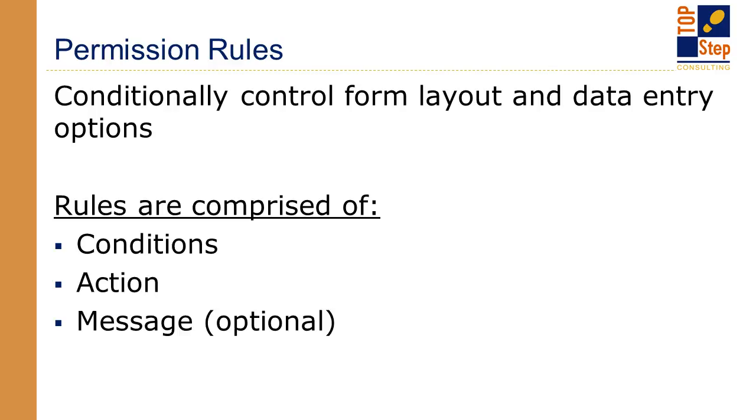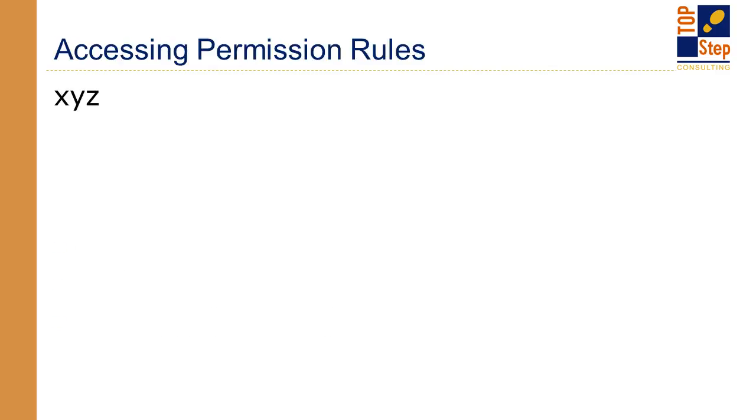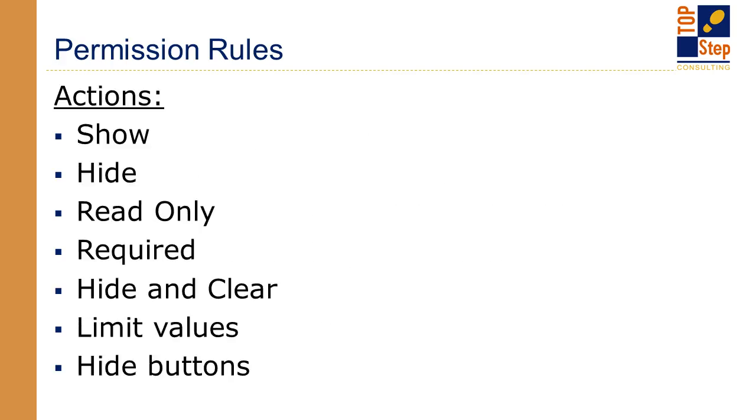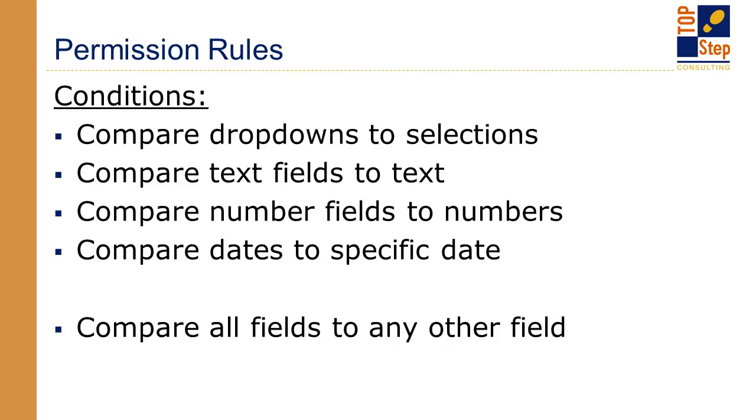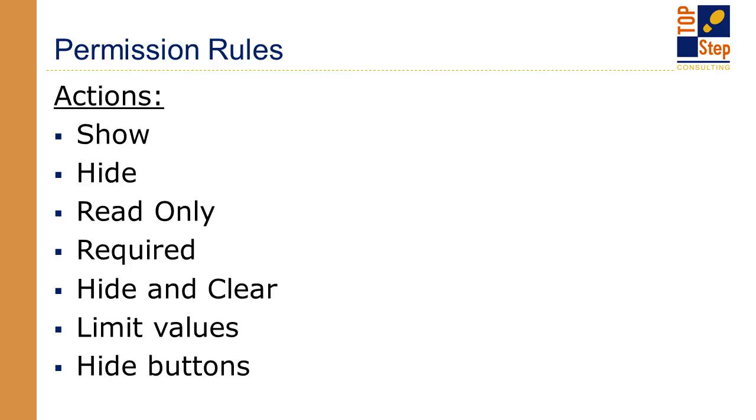So let's talk through a little bit of that. Okay, so conditions on a permission rule. You can compare drop-downs to specific selections that they've made. You can compare text fields to actual text, number fields to numbers, dates to dates. Basically, you compare all fields to any other field. It's pretty flexible. Now, the actions that you have based on those conditions are listed here.